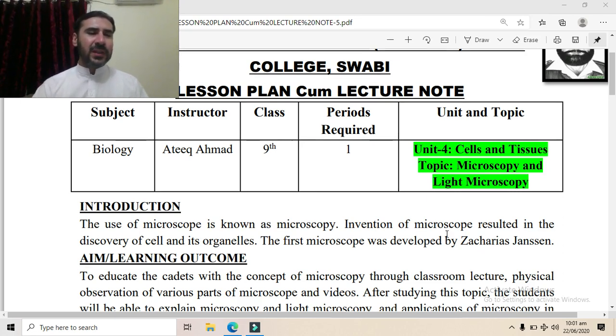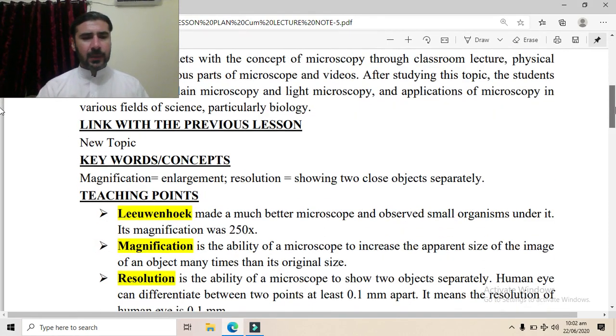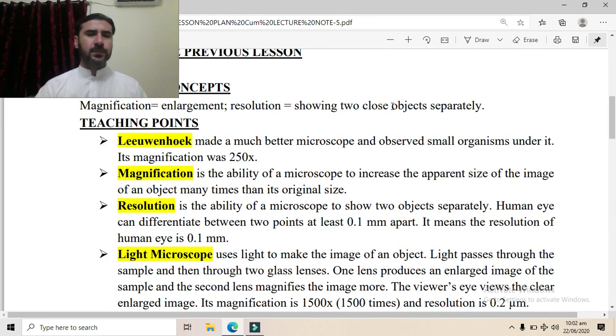When they observed that, the things they observed appeared large in size as compared to the original size. So that was the basic idea which Zacharias Janssen took, and then later on the microscope was developed. So it was initially developed by Zacharias Janssen. Now we are moving towards the teaching points.